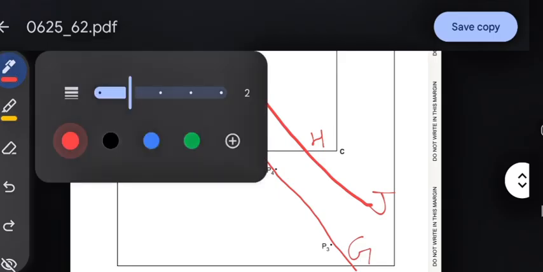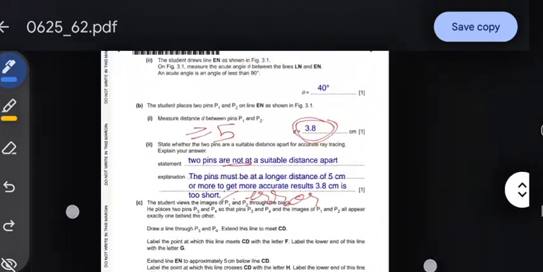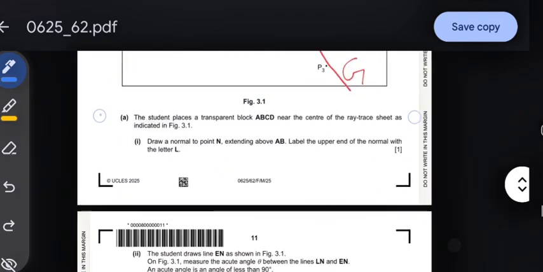So it's an acute angle, right? They've mentioned it's an acute angle. Acute angle, remember, means it is less than 90. They've given it here, right? Yeah, it's less than 90 degrees.